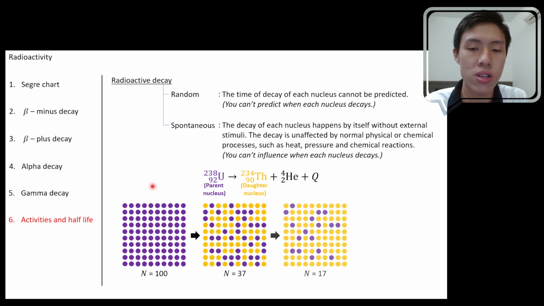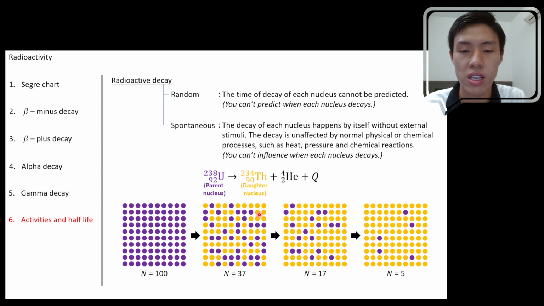But at some point in the future, you should expect that many parent nuclei will undergo decay and they are now becoming daughter nuclei. So you can see a big portion of the purple color, parent nuclei, has already changed to become daughter nuclei. This process initially happens quite rapidly. You can see quite a lot of parent nuclei change to become daughter nuclei.